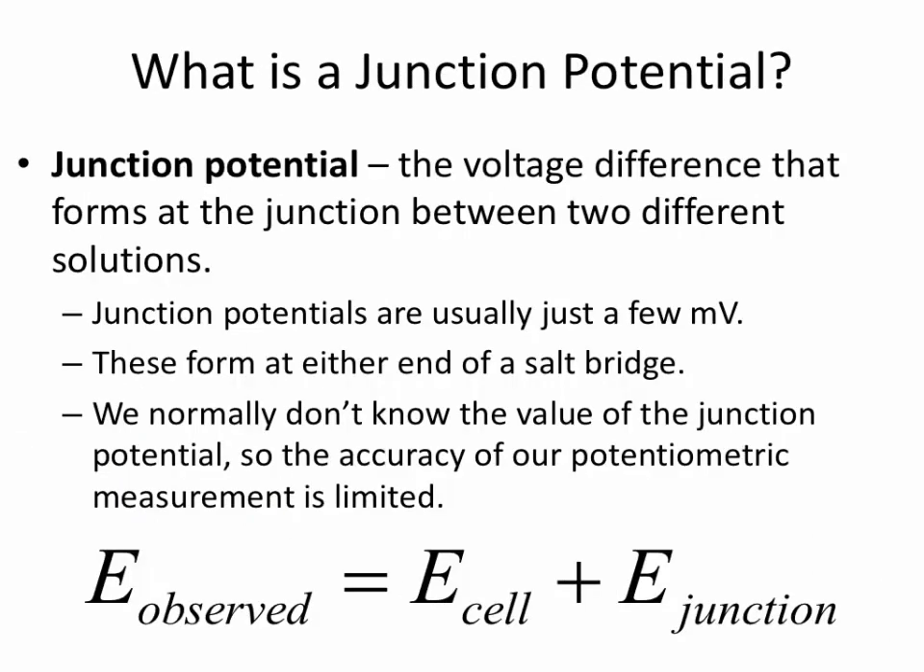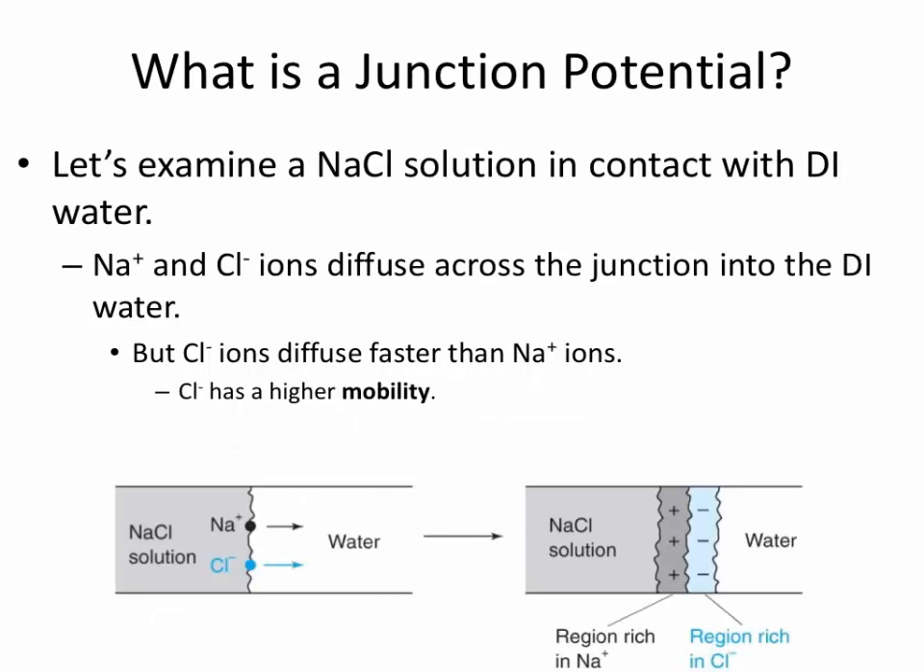Now let's define a junction potential. A junction potential is the voltage difference that forms at the junction between two different solutions. Usually junction potentials are just a few millivolts, and these form at either end of a salt bridge. And we normally don't know the value of the junction potential, and so the accuracy of our potentiometric measurement is limited. That is, the cell potential that we actually observe is equal to the cell potential itself plus the junction potential.